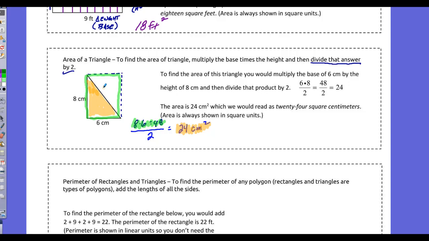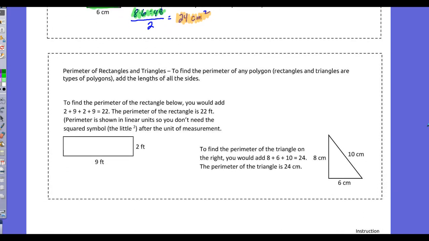So rectangle, length times width, or base times height. Triangle, base times height, and then divide it by 2. And then last, for perimeter, it doesn't matter what the figure is. Perimeter is where you measure all the way around it.